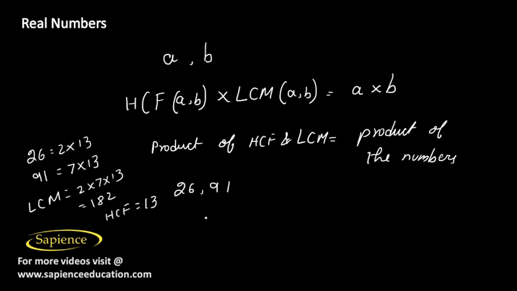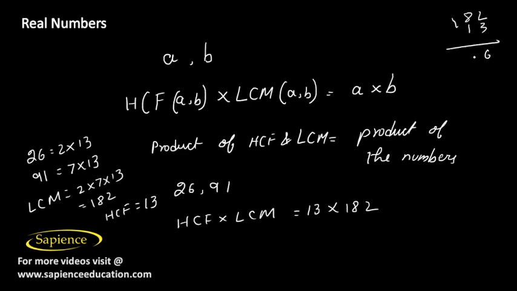So HCF into LCM, let's find out that first. The product of HCF and LCM is equal to 13 into 182. 182 times 13: 3 2s are 6, 8 3s are 24, 3 1s are 3 plus 2, 5, 2 8, 1 6, 4 plus 2 is 6, 8 plus 5 is 13 and 2. So we are getting 2366.